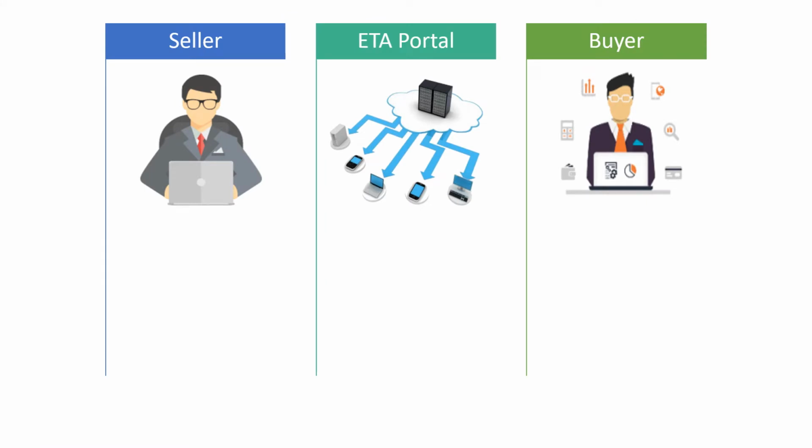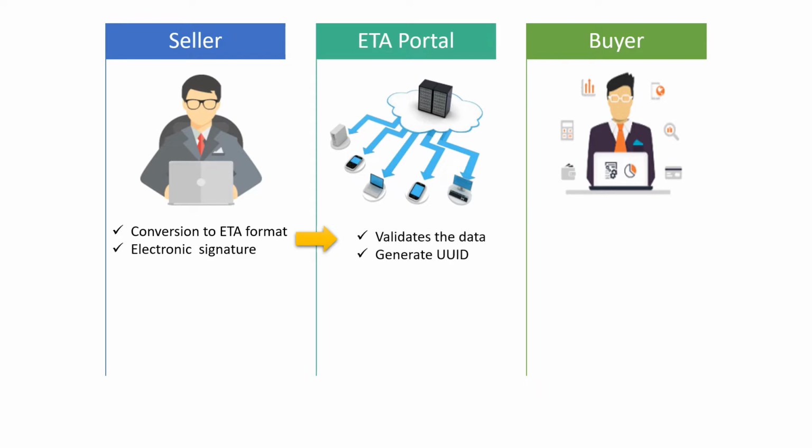E-invoice flow parties. First, the seller, which is responsible for conversion to Egyptian Tax Authority ETA format and electronic signature. Second, the Egyptian Tax Authority portal validates the data, generates a UUID, then sends the invoice to the seller with the UUID to get the submission to the Egyptian Tax Authority portal.